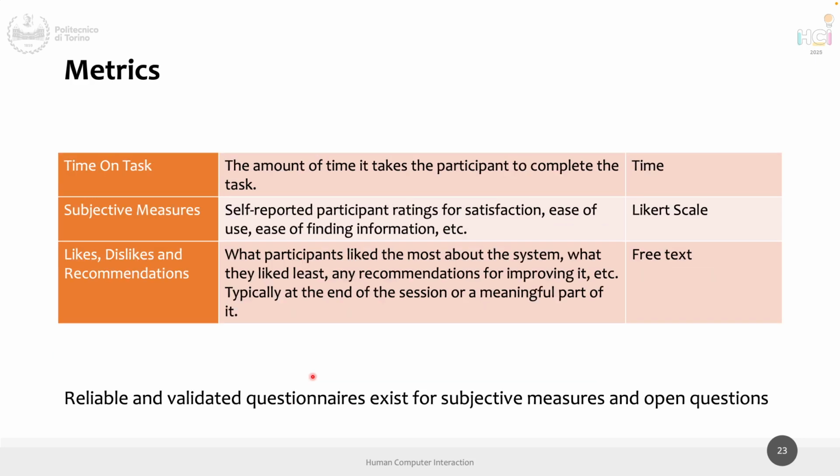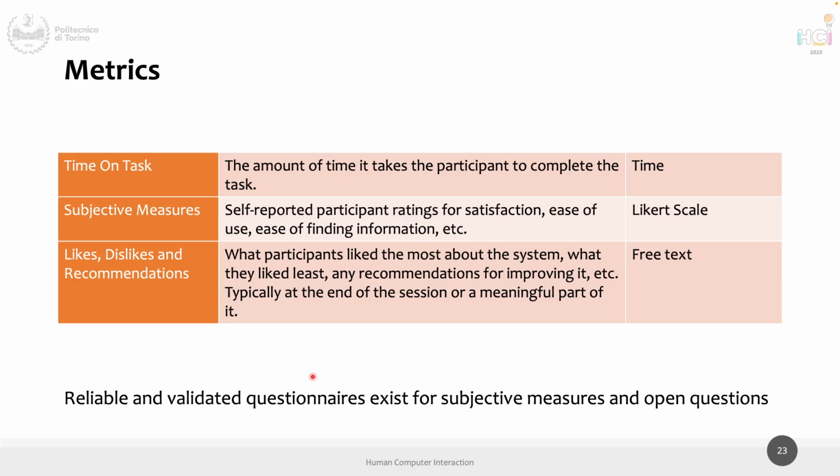You can also have time on task, that is the amount of time that it takes a single participant to complete a single task. You can also have a subjective measure on a Likert scale, like a self-reported rating for satisfaction, ease of use, etc. And you can also have free text or free voice, in this case likes, dislikes, and recommendations. So questions about what the participants like the most, like the least, any recommendation for improving, any discussion, typically at the end of the session, or at a minimum after a meaningful part of the session itself.